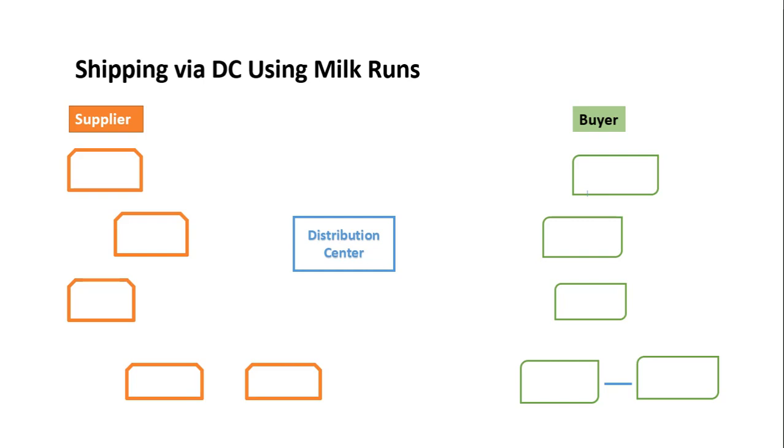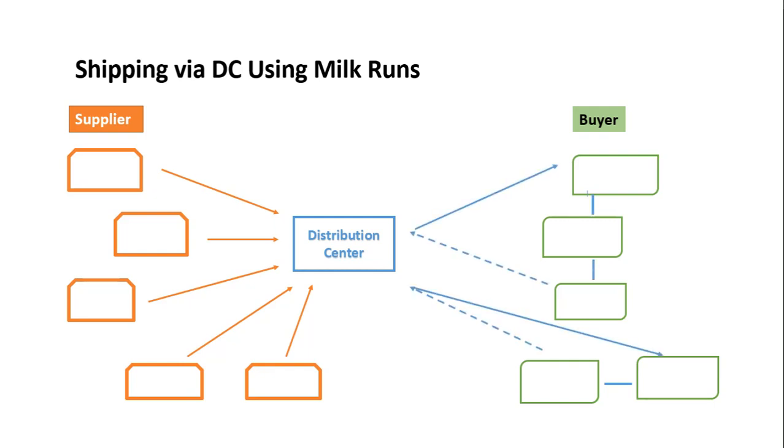Shipping via distribution center using milk runs. In practical scenarios, the distance between suppliers and buyers is not short enough to send a truckload and deliver the packages. It increases the delivery time and cost. Suppliers and buyers can be at long distances or discrete in position, so a distribution center is established at a long distance. Suppliers send the packages to the distribution center, and milk runs can be performed at small distances from the distribution center to the buyers.